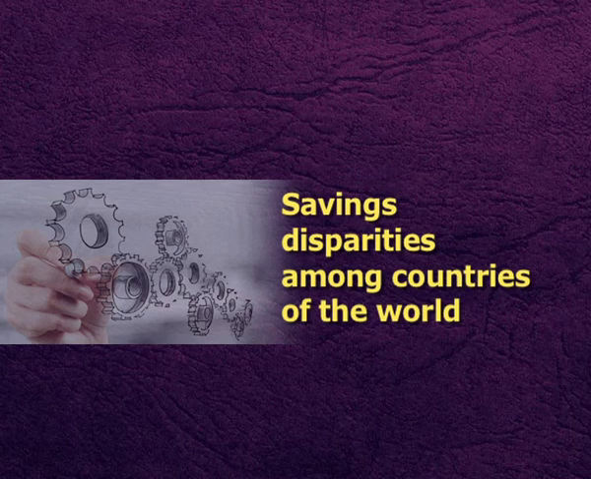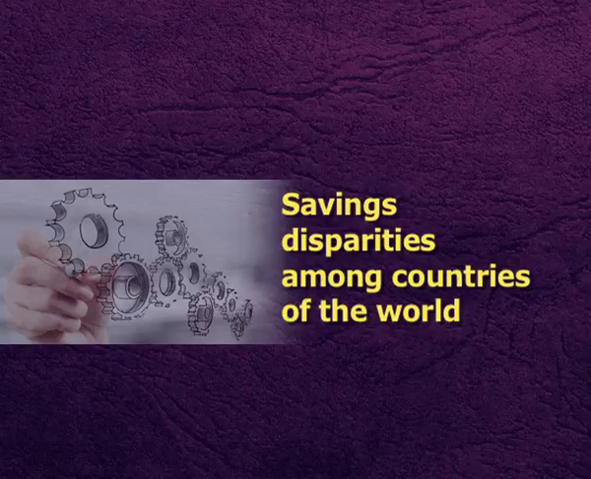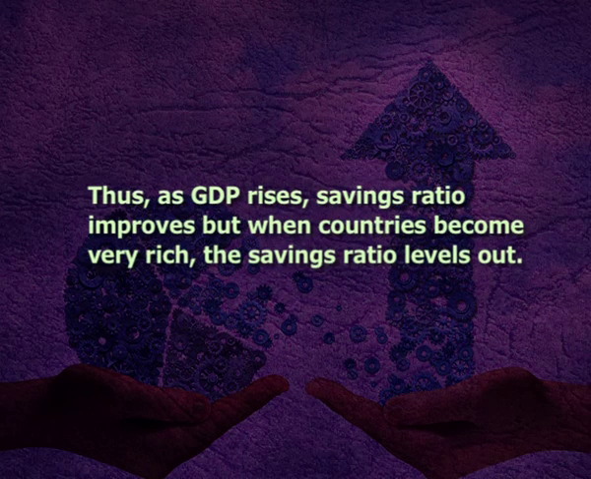Friends, we observe immense savings disparities among countries of the world. Wide disparities in the savings rate exist among various countries. We must refer to the World Bank data on savings as a percentage of GDP for various countries. The data reveals immense disparities. The savings to GDP ratio for poor countries is very low. That for the middle income countries is relatively higher, and the savings ratio for the developed countries of the world is lower than that for the middle income countries. In other words, richer countries do not have very high savings ratios, but poorer countries surely have low savings ratios. Thus, as GDP rises, the savings ratio improves, but when countries become very rich, the savings ratio levels out.